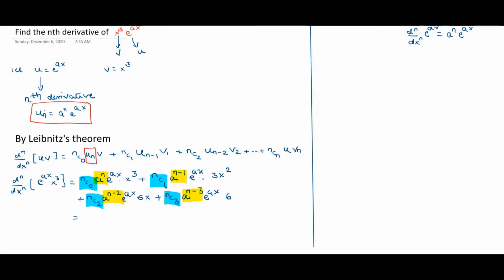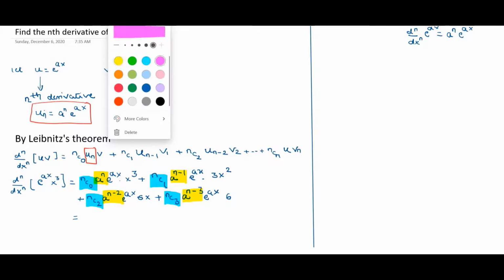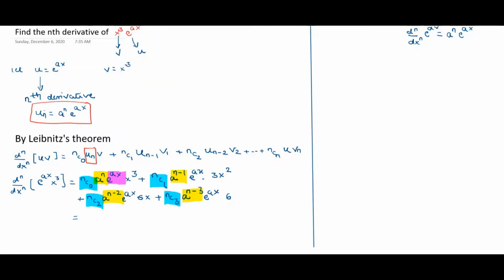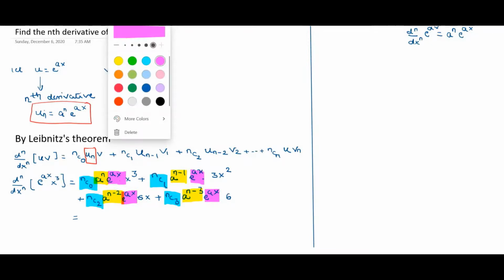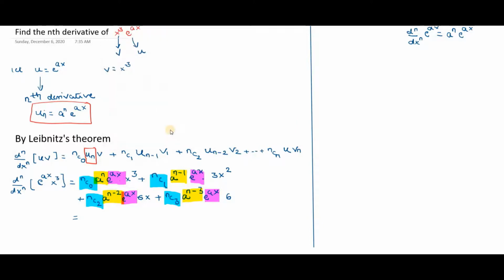e raised to ax: here the term containing n is absent, so you can write it as it is, that is e raised to ax in every term. And then what about the term x cube? This is x cube, its differentiation is 3x square, its differentiation is 6x, its differentiation is 6. Next differentiation is 0, so I have not written that term.